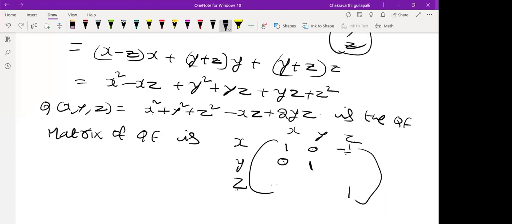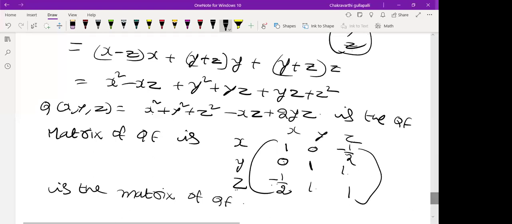So you have to divide by 2. I will get minus half here, because it has to be symmetric. Zx, xz. Next, this is yz, here zy. What is the yz coefficient? 2, and when you divide by 2, it is 1. So this is 1. This is the required matrix of the quadratic form. Is it clear? So with 3 variables we have done, as well as with 2 variables.